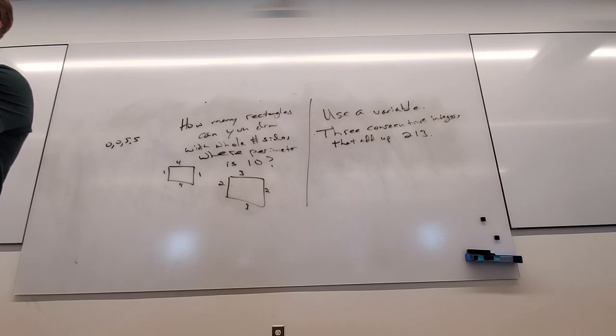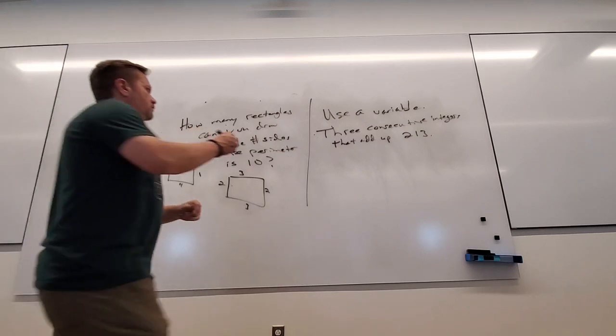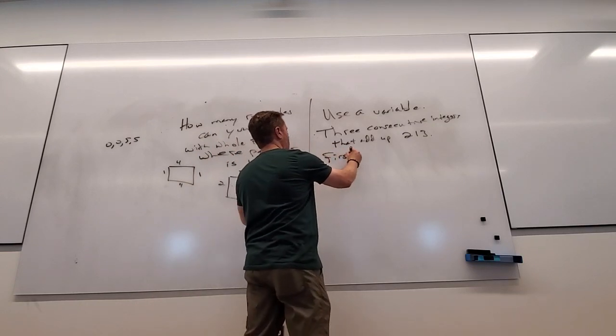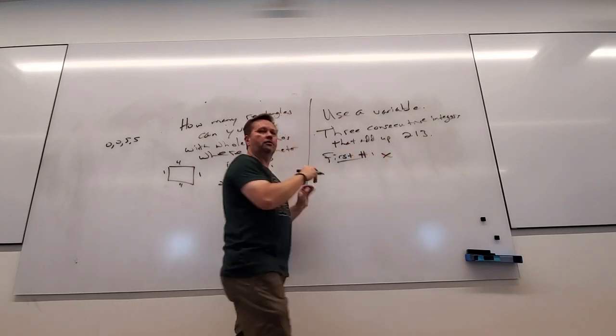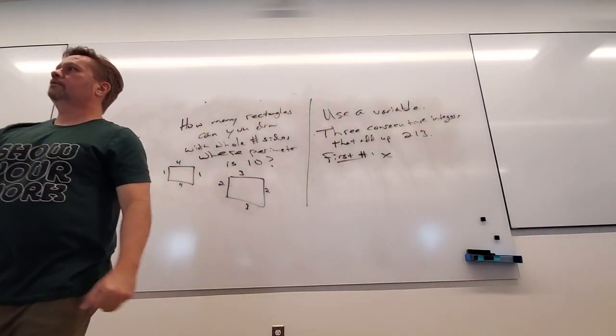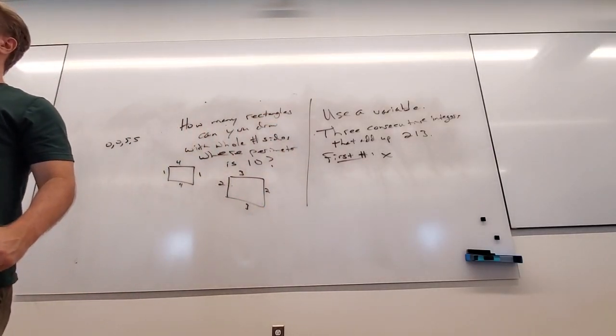Just a symbol that represents the placeholder for this thing I don't know. So I'm going to call the first number X. What's the second number then? X plus 1. I add 1 to it, correct?